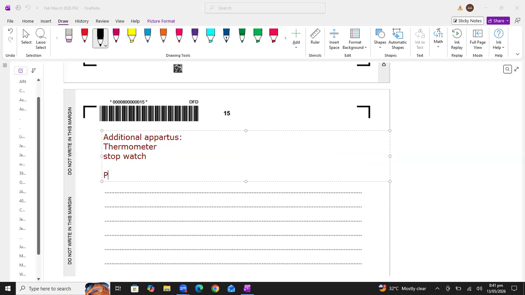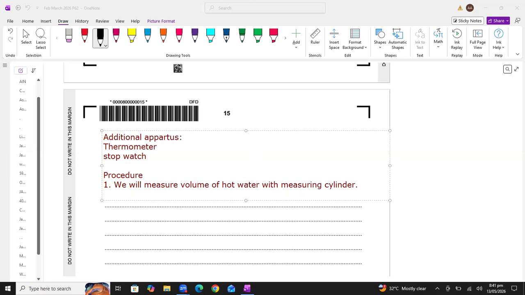All right. So how we will perform this experiment? So let me write the procedure here. First of all, we will measure the volume of hot water with measuring cylinder. All right, we will measure volume of hot water with measuring cylinder, because every time when we are performing the experiment, we have to keep the volume of water constant.